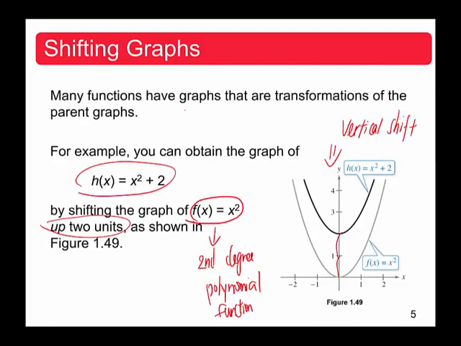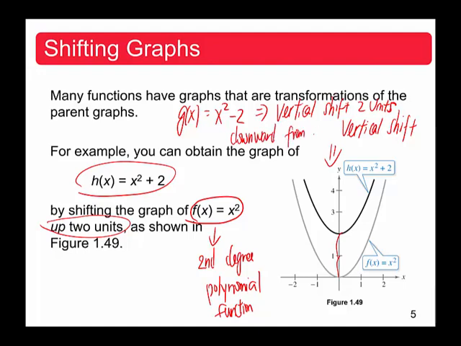If you're subtracting, let's say g of x equals x squared minus 2, then we would do a vertical shift 2 units downward. Vertical shift from the parent function, 2 units downward from f of x equals x squared, and this is a basic vertical shift.